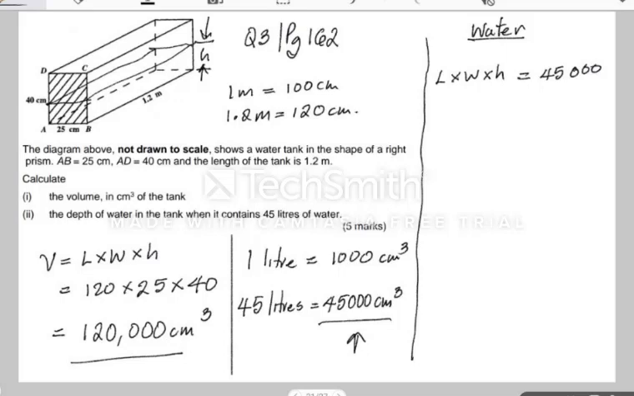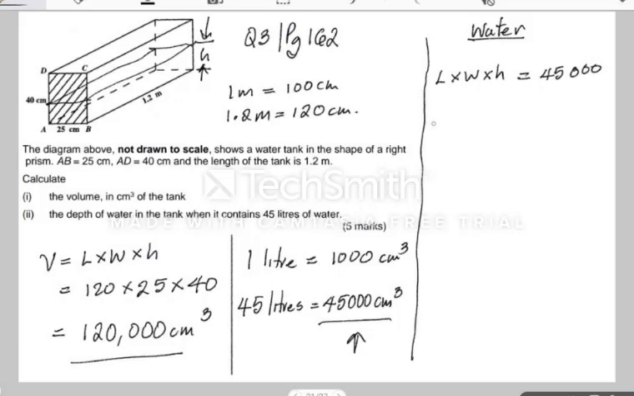Why length times width times height? Remember, the liquid takes the shape of its container. The container is a cuboid, so the water in the container is also a cuboid. The volume of a cuboid is length multiplied by width multiplied by height. So the volume of the liquid in the container, 45,000 centimeters cube, is also length multiplied by width multiplied by height.